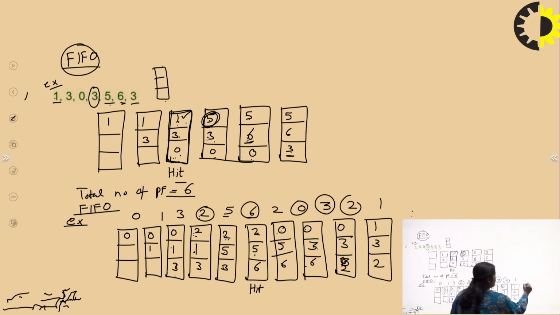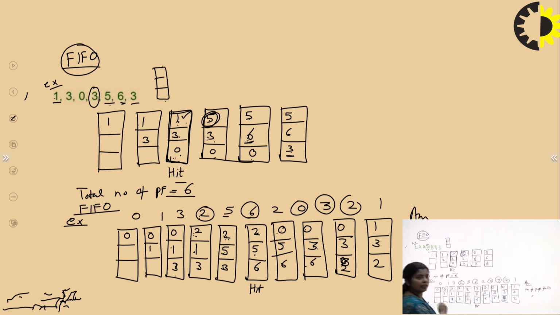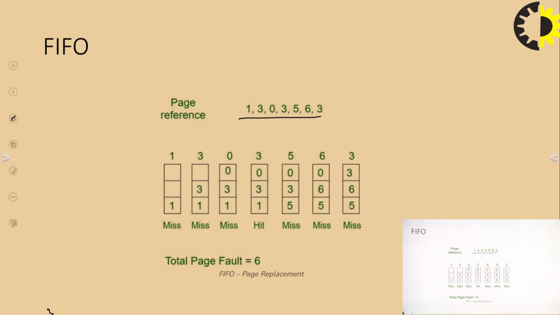So your answer will be the number of page faults. How many page faults will there be? You have to count them: 1, 2, 3, 4, 5, 6, 7, 8, 9, 10. The number of page faults is 10. You have to count it. Fine. This is the simple first in, first out.